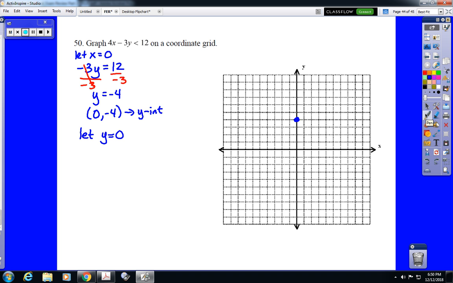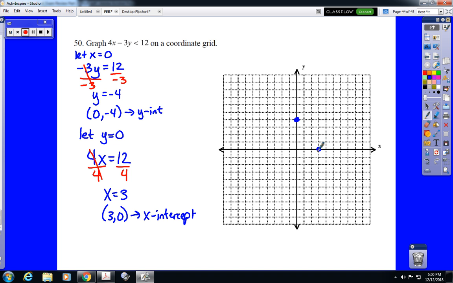So reset your brain here, okay? We're trying to find the x-intercept, so we let y equal 0. When we put a y in for 0, we don't get 3x. We get 4x equals 12, and we should be dividing by 4. I screwed that up. My apologies. So divide by 4, and we get x equals 3, which means the point 3, 0 is my x-intercept. So I would graph the point 3, 0, which is here.